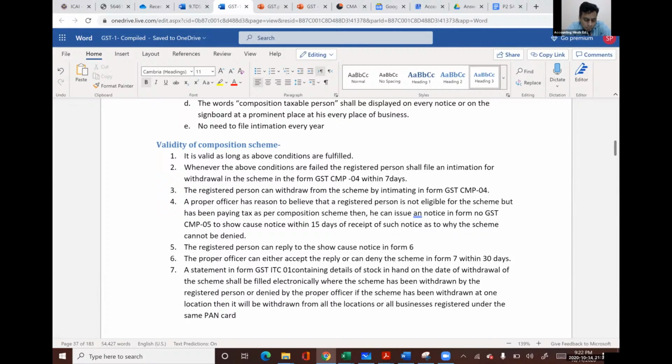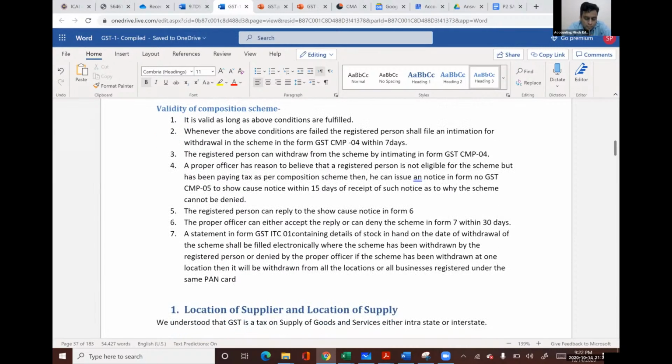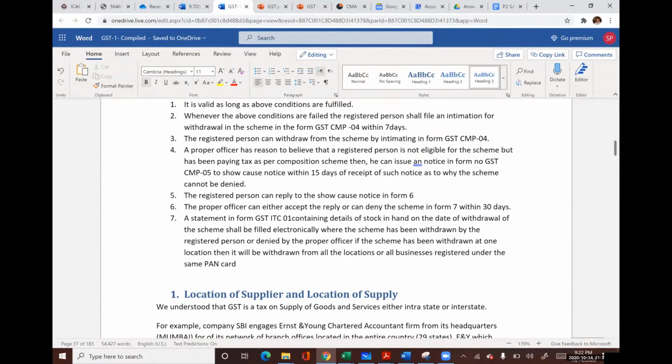Next. The registered person can withdraw from the scheme by intimating in form GST CMP-04. That's the same point, it is a repetition. Next. If a proper officer has reason to believe that a registered person is not eligible for the scheme but has been paying tax as per composition scheme, then he can issue a notice in form GST CMP-05 to show cause within 15 days of receipt of such notice as to why the scheme cannot be denied.